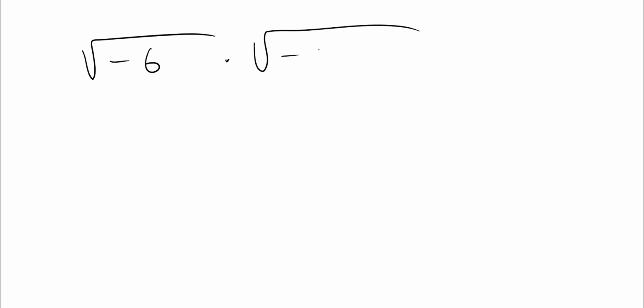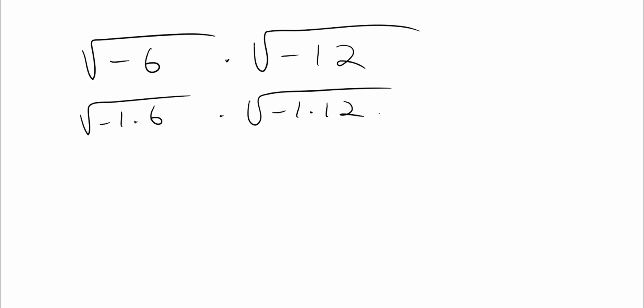So let's do another one here. The square root of -6 times the square root of -12. Okay, so first thing I'm going to do is take that i out, so I'm going to get -1 times 6 times -1 times 12. All right, so I take that out, I get i root 6 times i root 12.